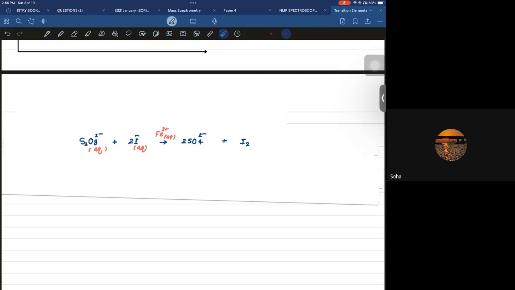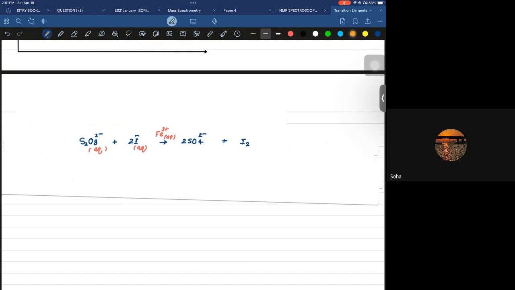If you're thinking why it's not possible, because how is it possible that the two negative substances are going to react with each other? Aren't they repelling each other? They are repelling each other, but the catalyst is going to work in this. So let's see how the iron 2 works over there.